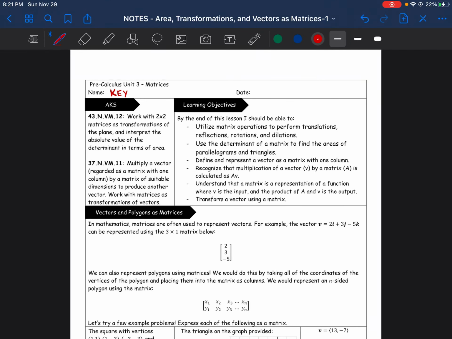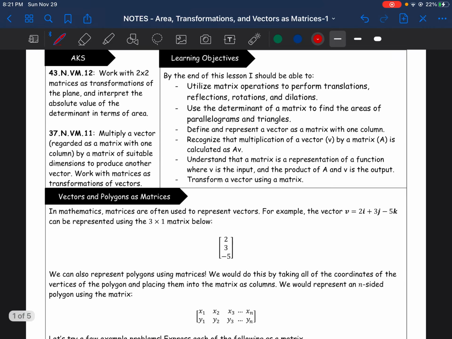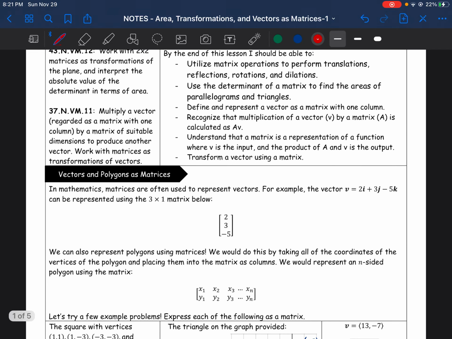In today's video, we're going to be looking at transformations using matrices and area using determinants. Let's go ahead and get started. So first we're going to look at how we can represent vectors and polygons as matrices, and that's going to lead into how we can use these matrices to do some transformations that we've seen in geometry.